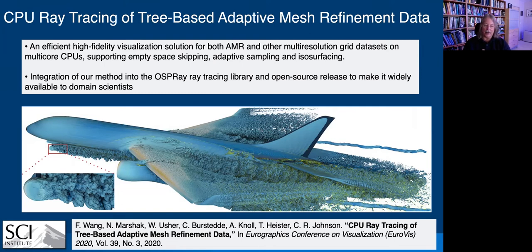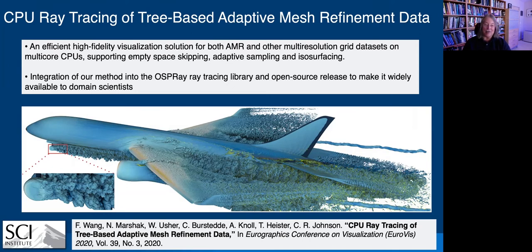This is one of the things that we've done recently, which is adaptive mesh refinement data for ray tracing. Ray tracing assumes that you have a uniform grid, where everything is the same size. There are maybe thousands of papers out there written about performance increases for ray tracing, computer graphics, and volume visualization using uniform grids.